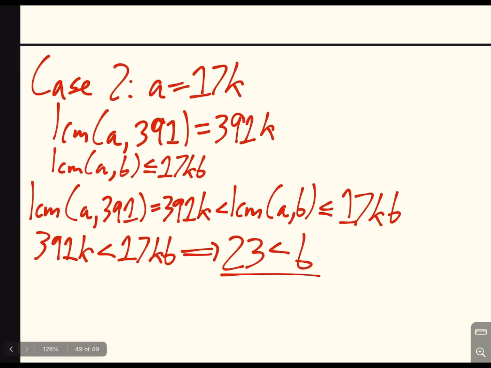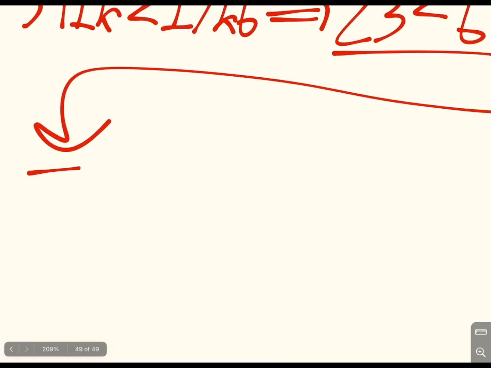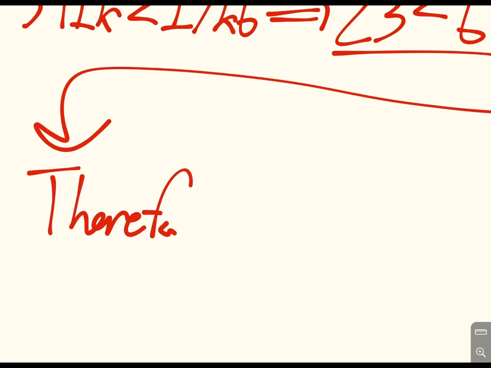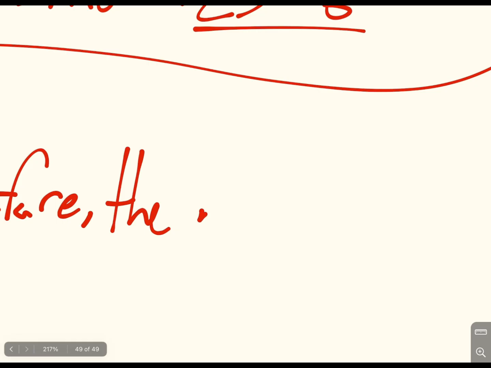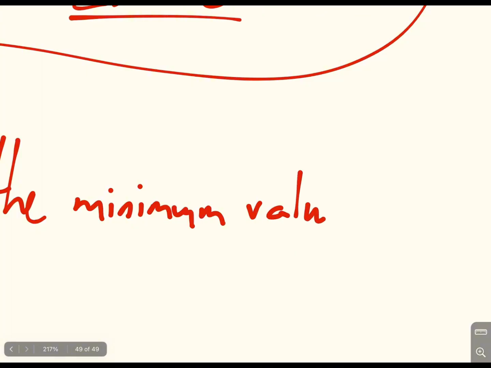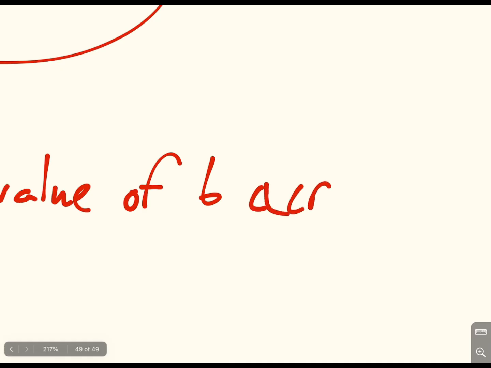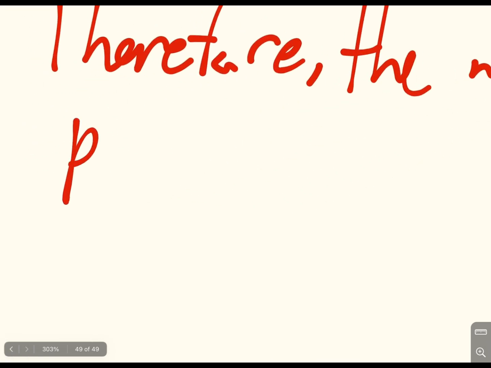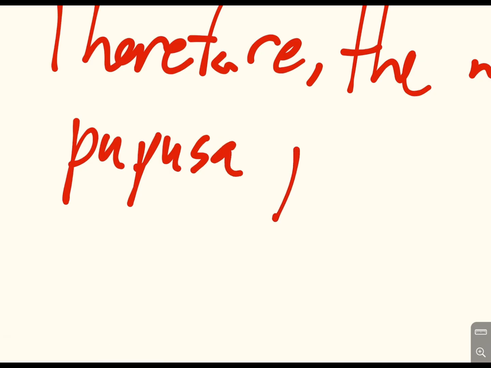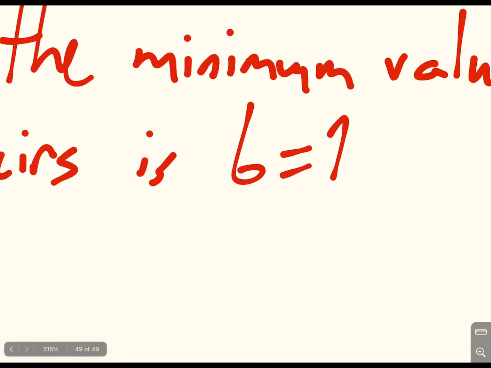And therefore, the minimum value of b across all such pairs is when b equals 18.